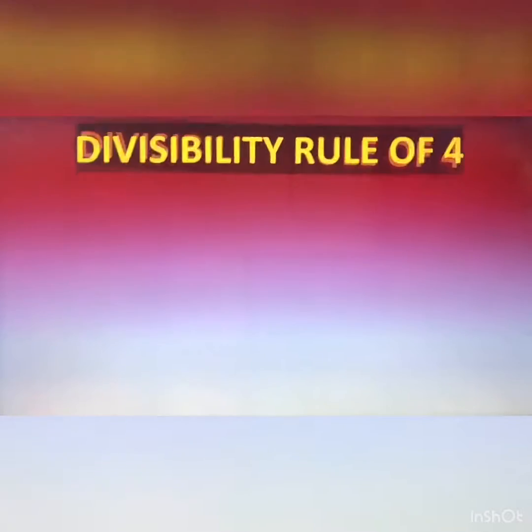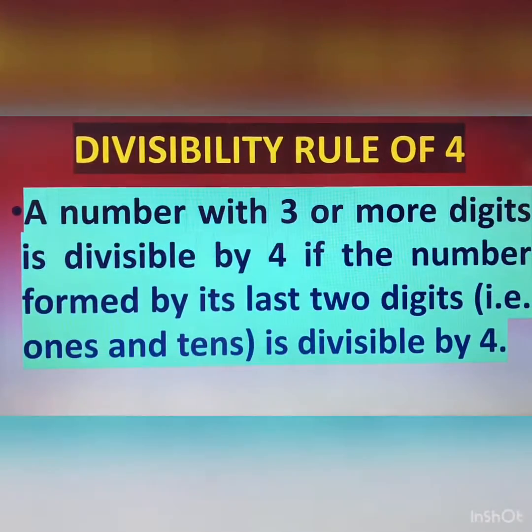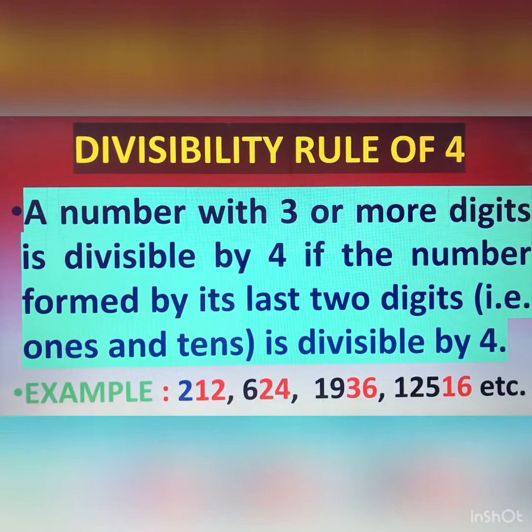Now the divisibility test of 4. A number with 3 or more digits is divisible by 4 if the number formed by its last two digits, that is ones and tens place digit, is divisible by 4. For example, these all numbers are divisible by 4. Why? Because the last two digits 12 is divisible by 4, and here 624, you can see the last digits 2 and 4, that is 24, is also divisible by 4, therefore the whole number is divisible by 4.